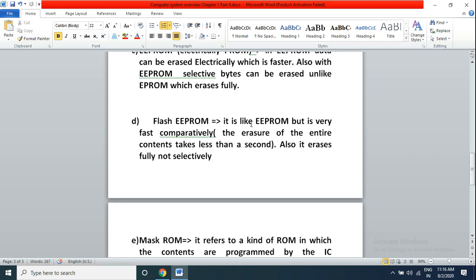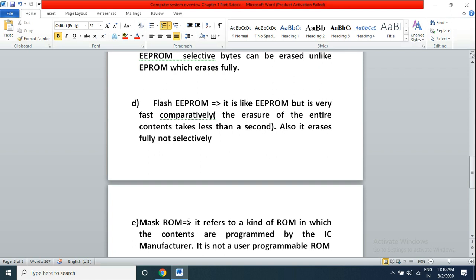Our fourth type is flash EEPROM. It is like EEPROM but comparatively very fast. It is fast because erasing the entire content takes less than a second. So it is very fast, and it erases fully, not selectively, unlike normal EEPROM which erases selective data. It will erase the full data.